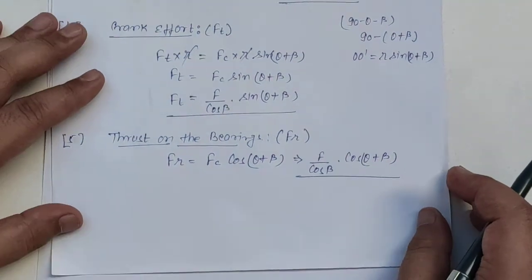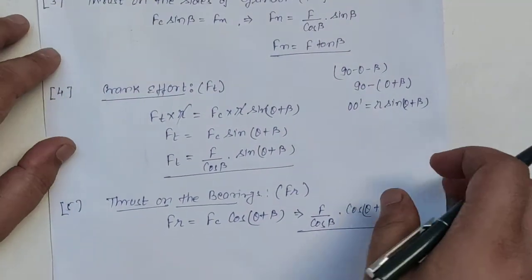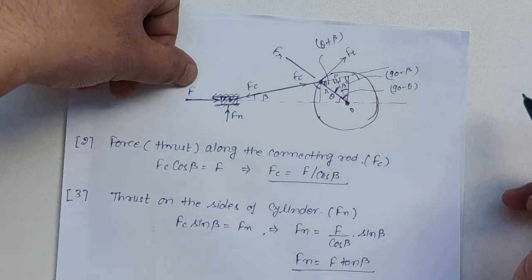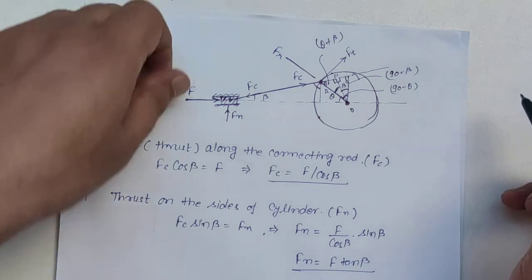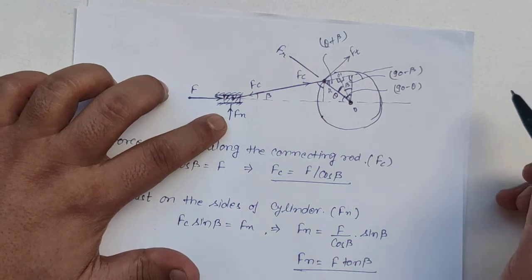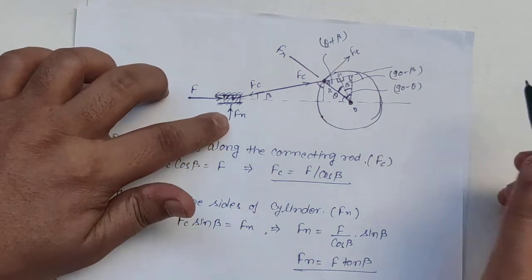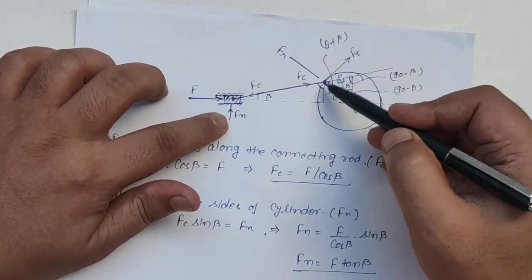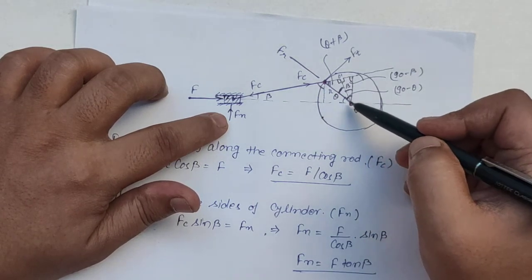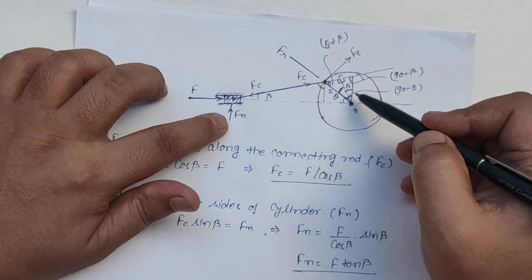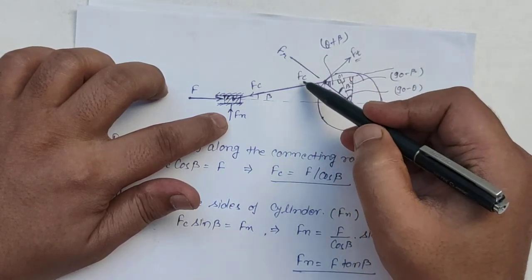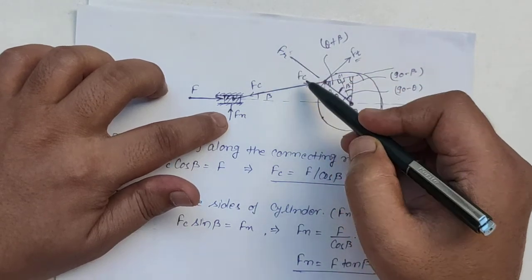Okay, so these are all the forces which are acting on the component. First we calculated the piston effort with the help of gaseous forces, inertia force, friction force and mass m. Then we calculated Fc, the force along the connecting rod. Then Fn, the force on the sides of the cylinder wall. Then we calculated the crank effort. This crank effort multiplied by R is nothing but the turning moment, which is going to help rotate the crankshaft. Then we calculated Ft, and with the help of Fc we calculated Fr, the thrust on the bearing.